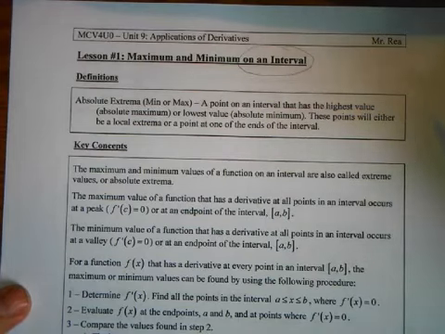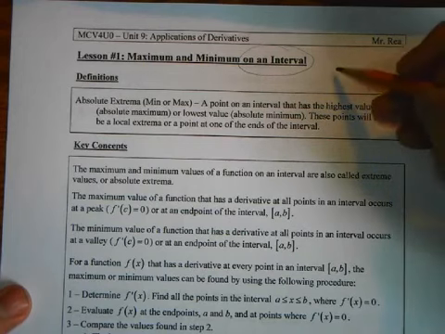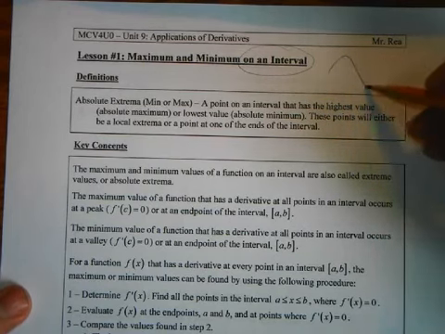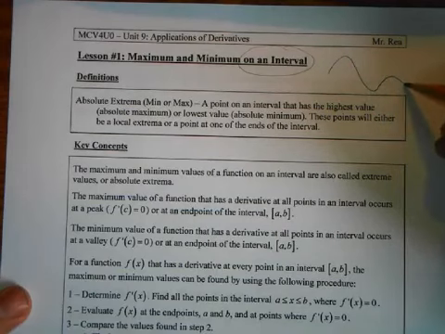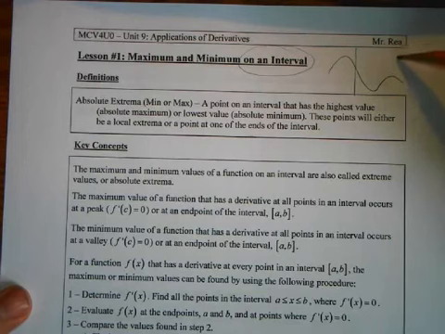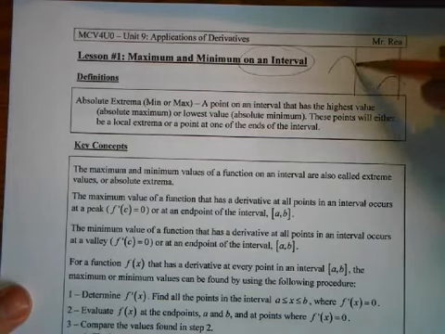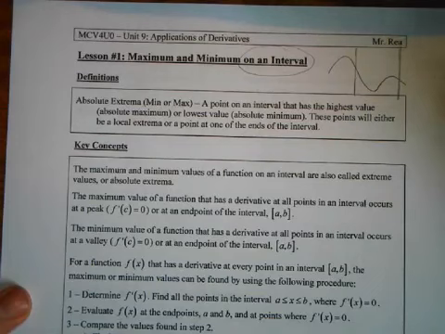So I might have a function. I'll just graph a function here. Maybe the function looks something like this, right? And I'm only looking at this interval of x values. So within, say, these values here. Okay, and I want to find the lowest or the highest value of this function from this x value to this x value. So the first thing we're going to do is do what we've already looked at.